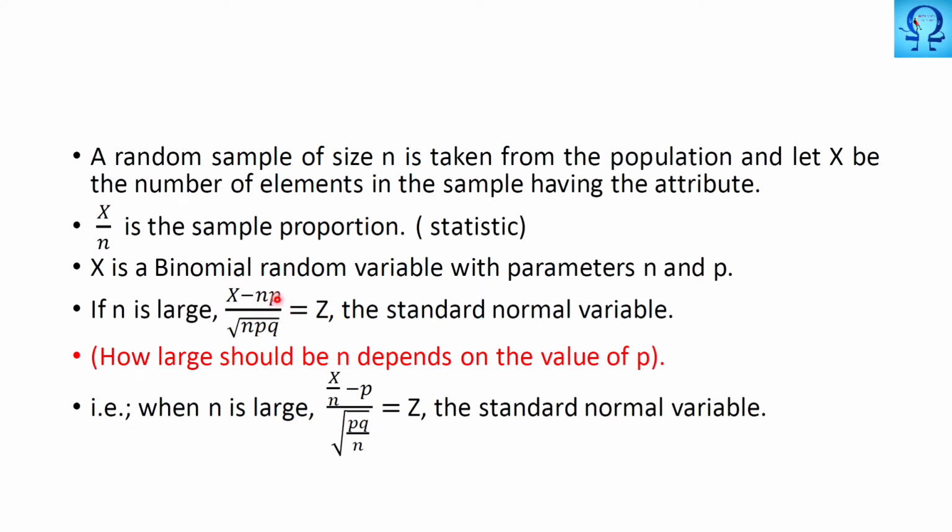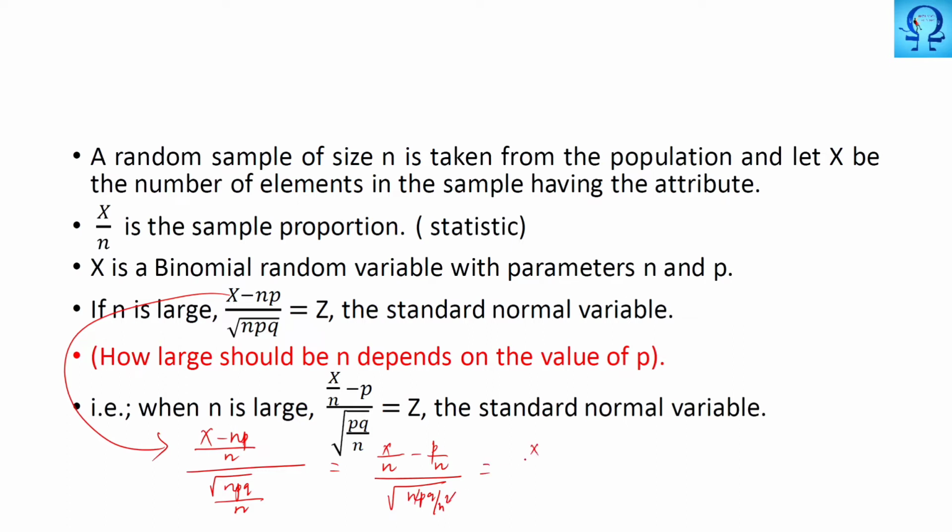If we do some simple calculations, we divide the whole thing by n and multiply by n. This becomes x upon n minus p, and inside the root we get npq upon n squared, so one n and n get cancelled. So what we have is x upon n minus p upon the square root of pq upon n. This is the standard normal variate that we have, right?